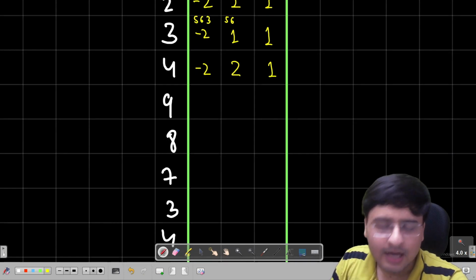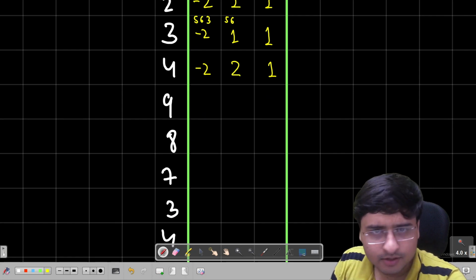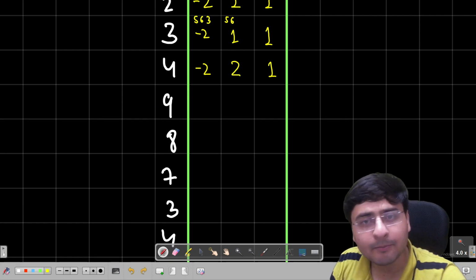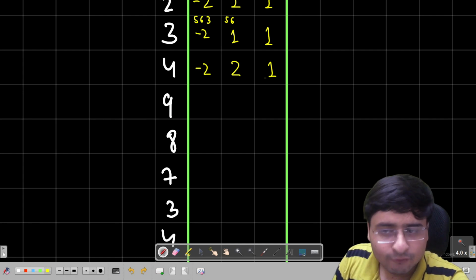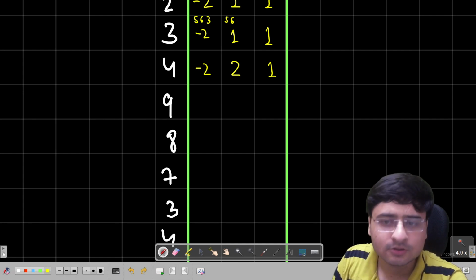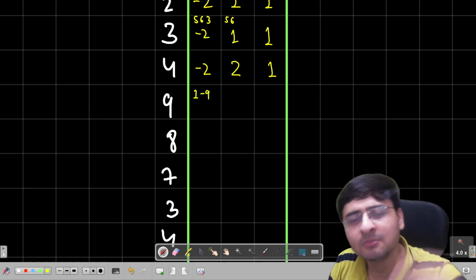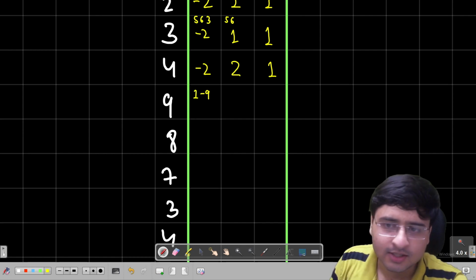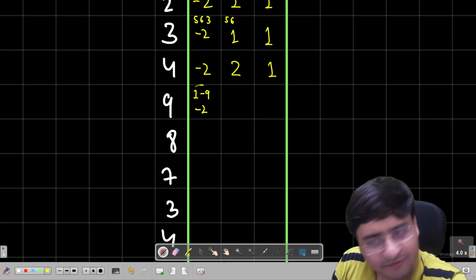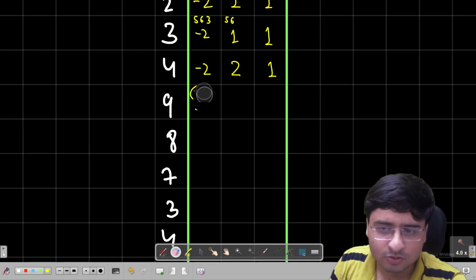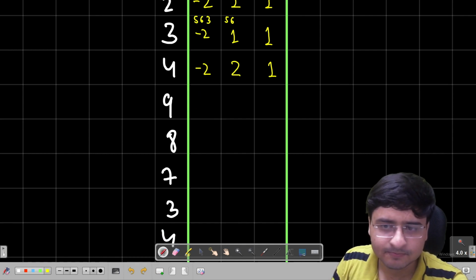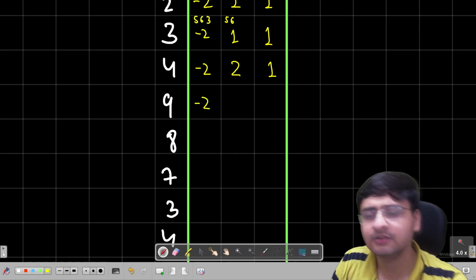For 9, I can either buy today. If I'm planning to buy today, I'll have to consider the previous cooldown state. So 1 minus 9. Yeah, buying on 9 is not the best option I have. It is the most expensive, and why am I buying today? Or I can consider the previous buy. So I'll definitely consider the previous buy state. So this makes no point. I'm going to consider the previous buy state only. Right. So minus 2 is going to be here.